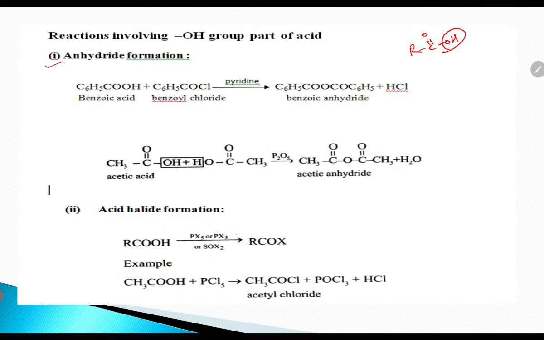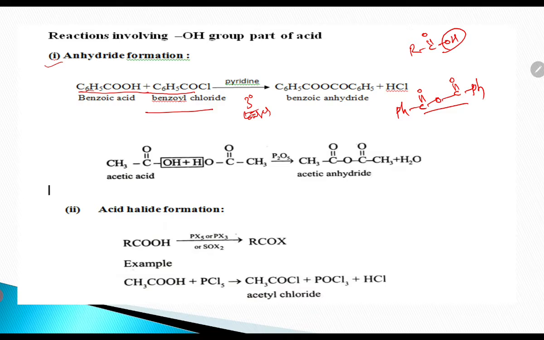First example is anhydride formation. See, carboxylic acids, when they react with benzoyl or any acid halides, in the presence of pyridine or any tertiary bases, they give anhydrides. So here HCl is lost and C6H5CO-O-COC6H5 is obtained. That is benzoic anhydride, that is phenyl C=O O C=O phenyl.